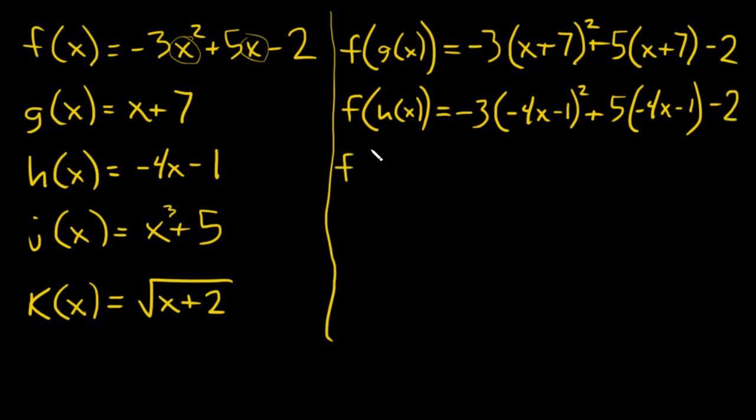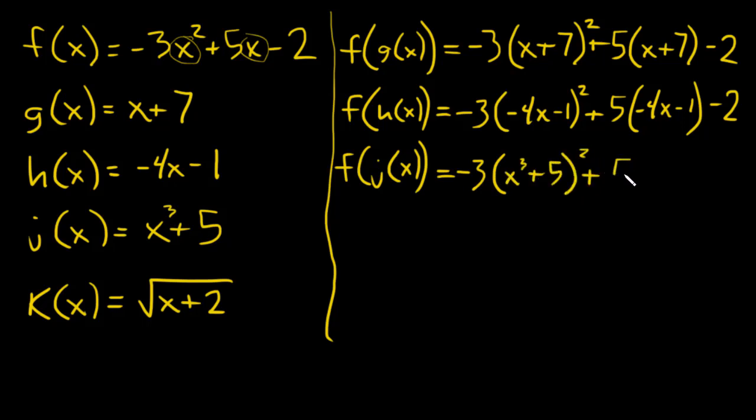Then if I do f of j of x, I'm going to replace every x with x cubed plus 5. So negative 3 times x cubed plus 5 squared plus 5 times x cubed plus 5 minus 2. And last but not least, f of k of x.